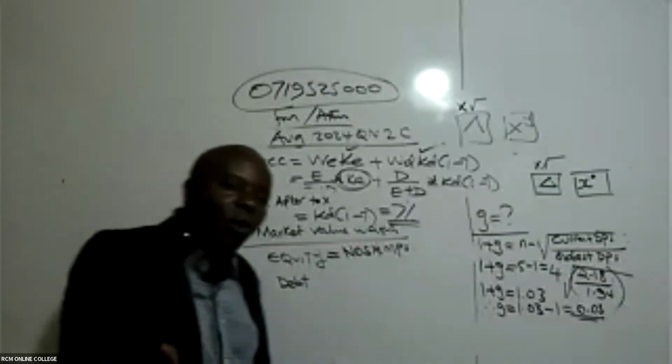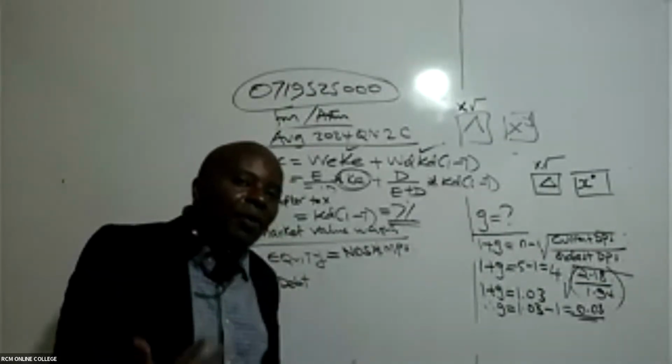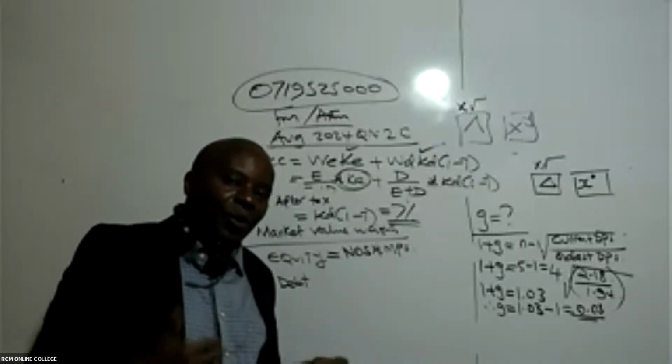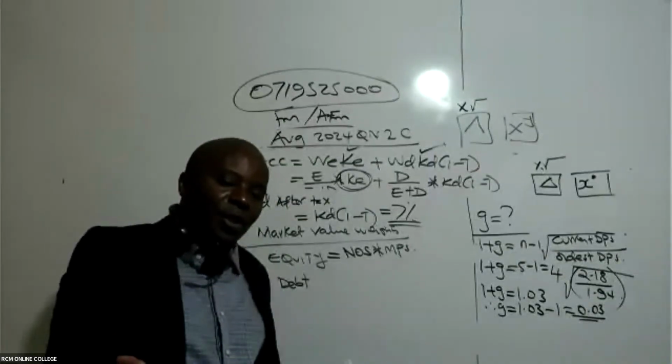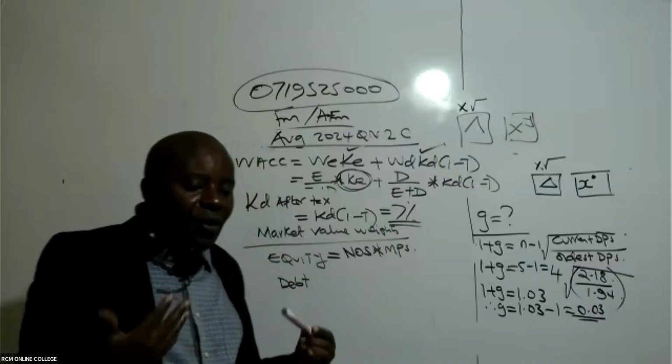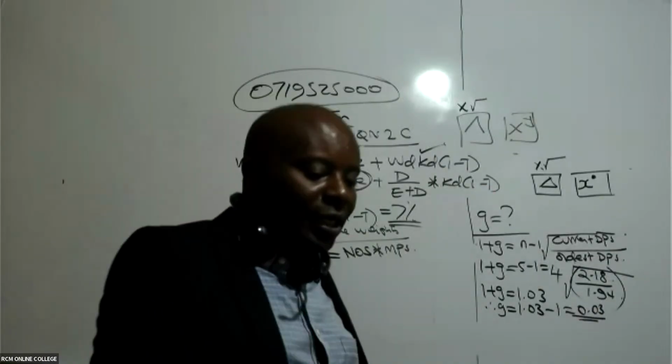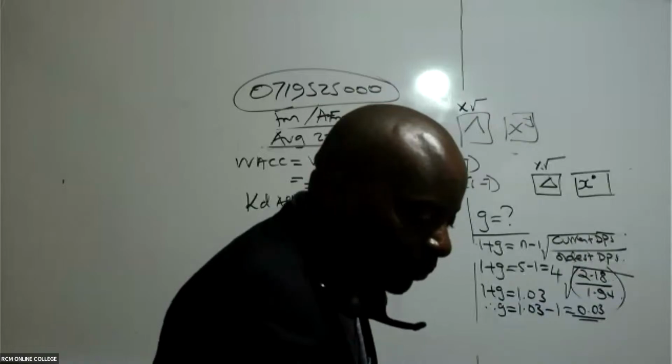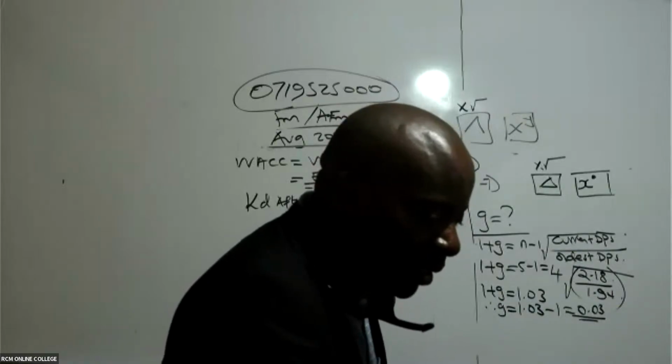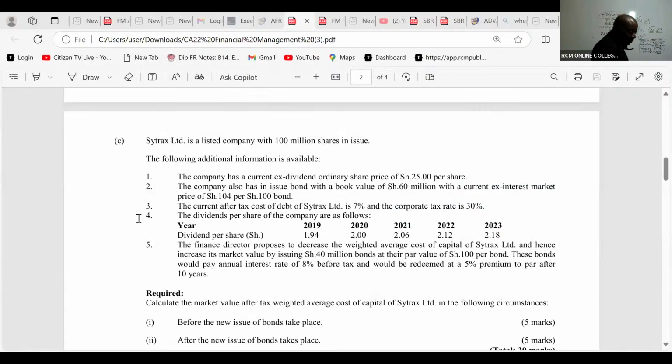So in this question, have they given me the number of ordinary shares? Because equity is about shares. Let's ask ourselves that question. So here, the number of ordinary shares, what do we have? You can see from the beginning, it's a listed company with 100 million shares. And then we have the current market price per share, 25.